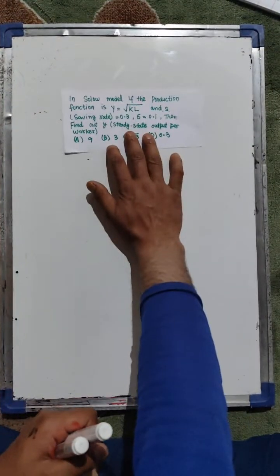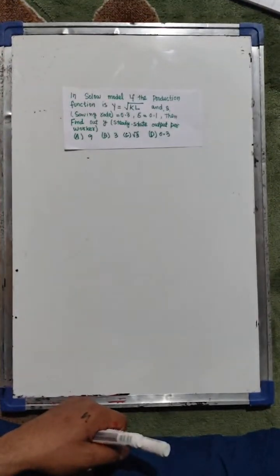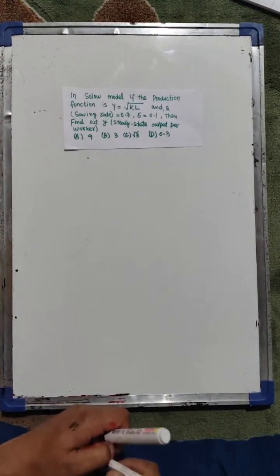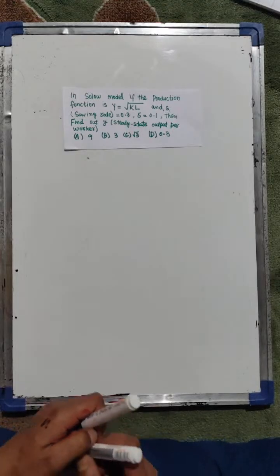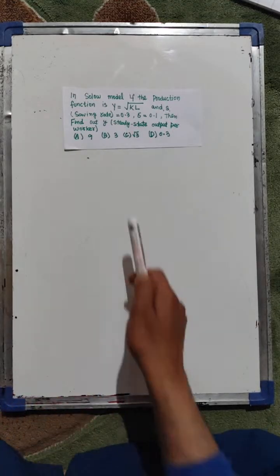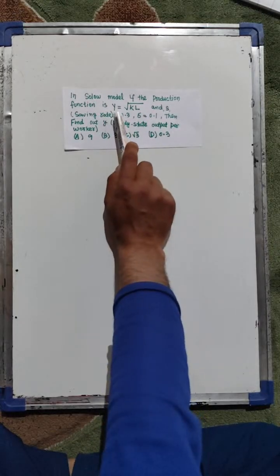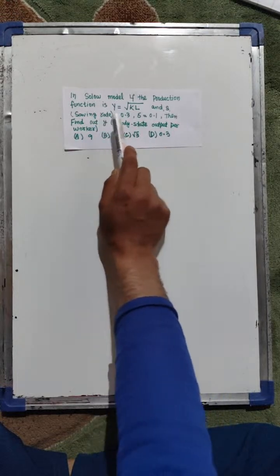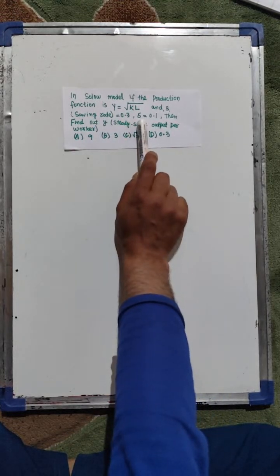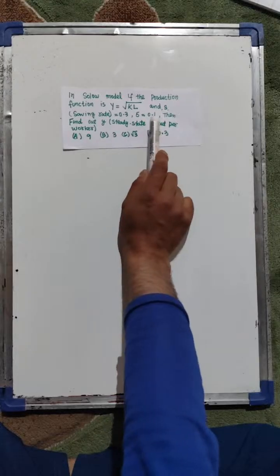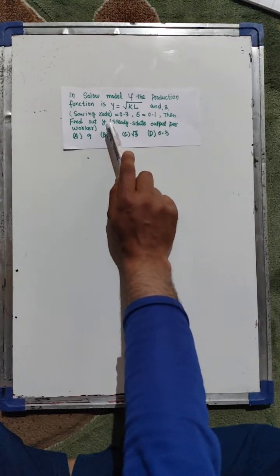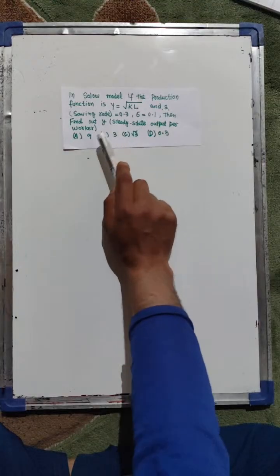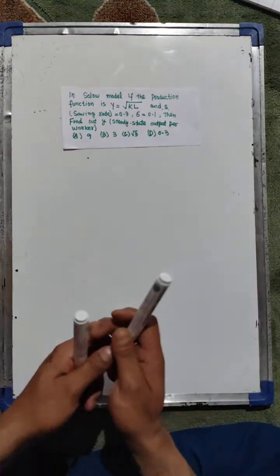Now let us take the question regarding Solow model. The question is: in the Solow model, if the production function is y equal to under root K times L, and s, which is the savings rate, is equal to 0.3, depreciation of capital is equal to 0.1, then find out y, which is small y here, the steady state output per worker. Options are 9, 3, under root 3 and 0.3.